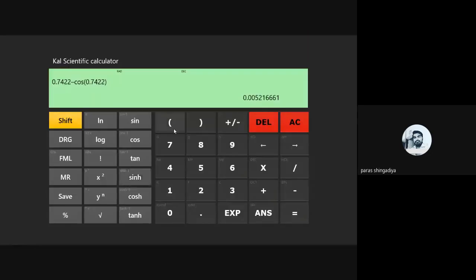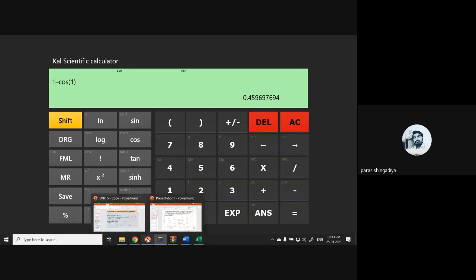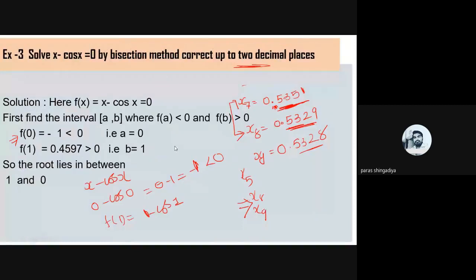So that is 1 minus cos 1, that is 0.4596. That is the function value at 1. So that is positive. So I can consider a equal to 0 and b equal to 1. What is the meaning of that? The root of this function lies in between 1 and 0. Okay, our root will come between 1 and 0.